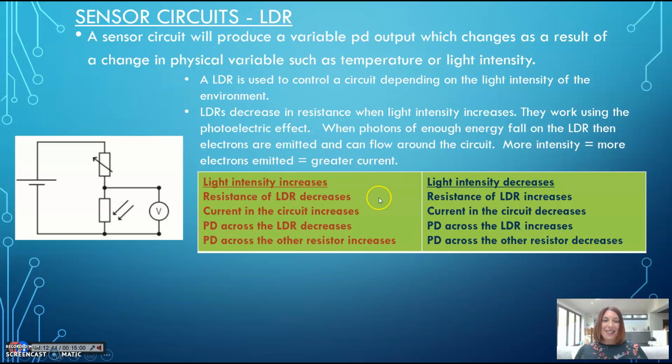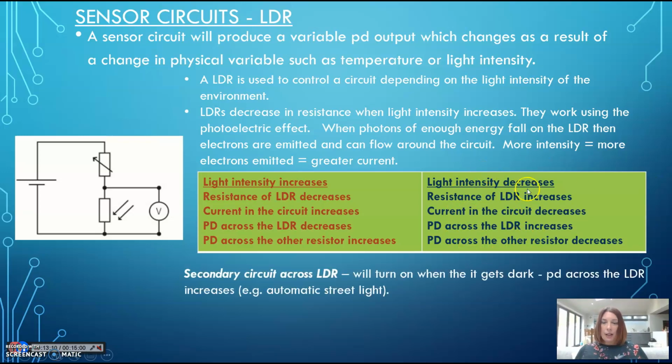These look exactly the same as before. Light intensity increases, resistance of the LDR decreases, which leads to an increase in the current. The potential difference across the LDR decreases because its resistance is decreased, and so therefore the other resistance potential difference has to increase. And then you have exactly the same happening the opposite way around when the light intensity decreases.